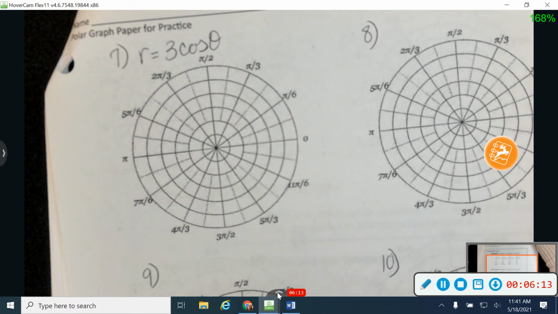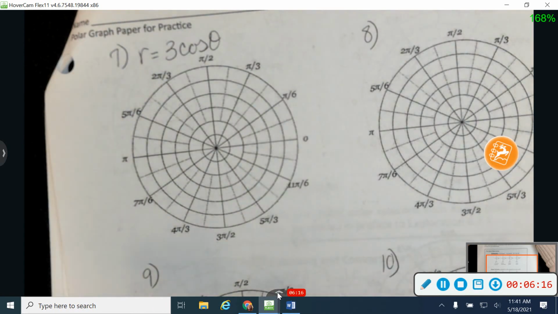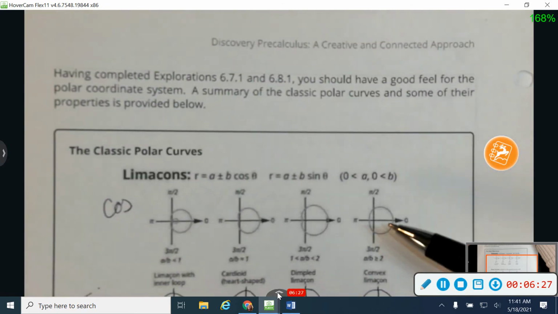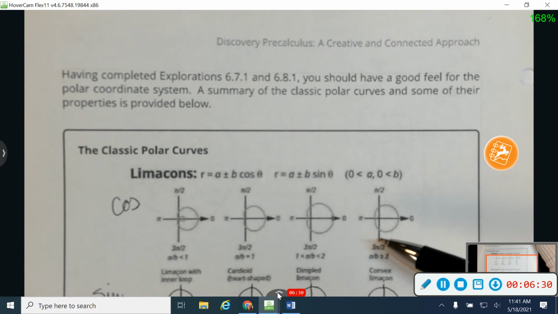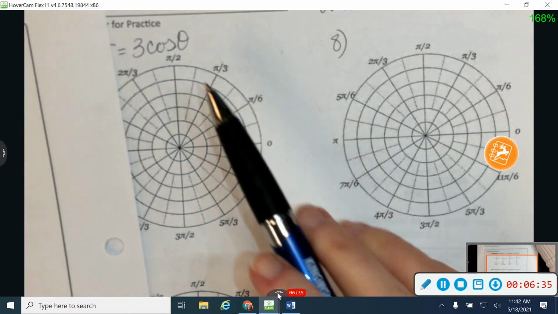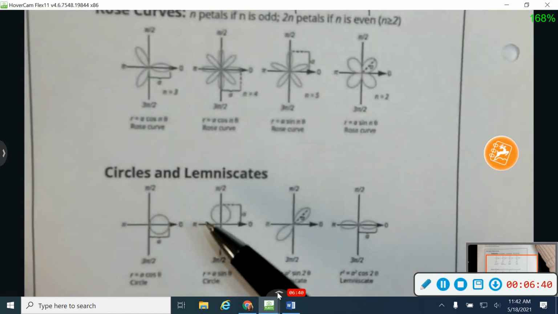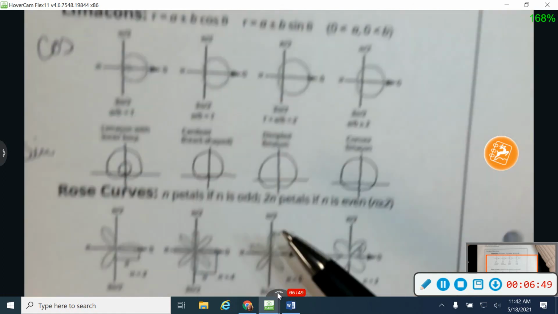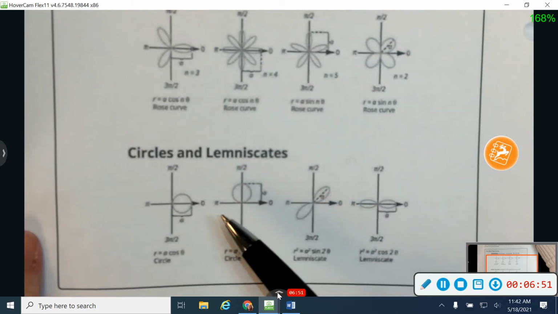Go look at number 7 on your graph paper. Keep your cheat sheet where you can see it. Here's the process that I go through in my head. There's no addition or subtraction, so I know that it is not a limacon. There is not a number in front of theta, so I know that it is not a rose. It's going to have to be a circle. That's my process of elimination.